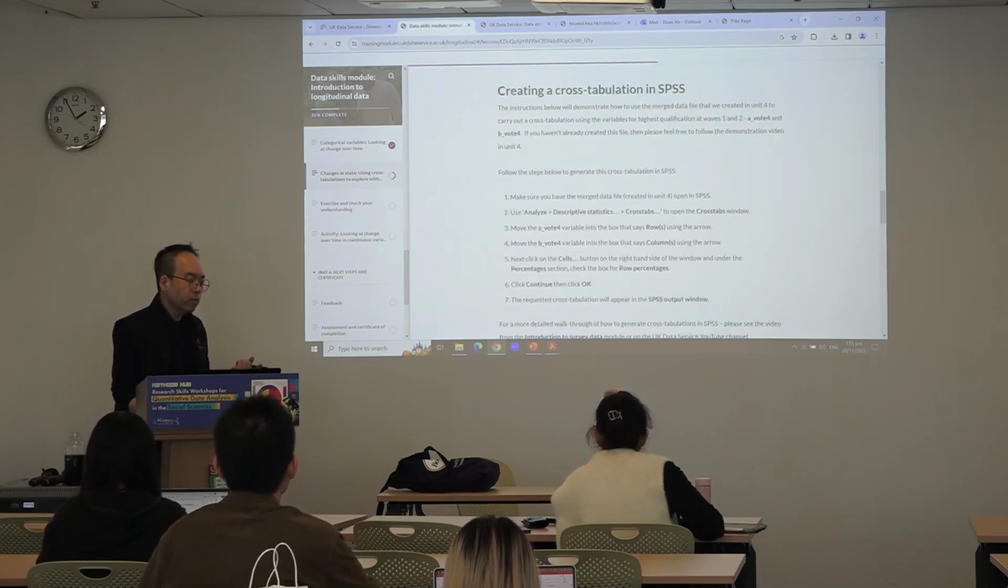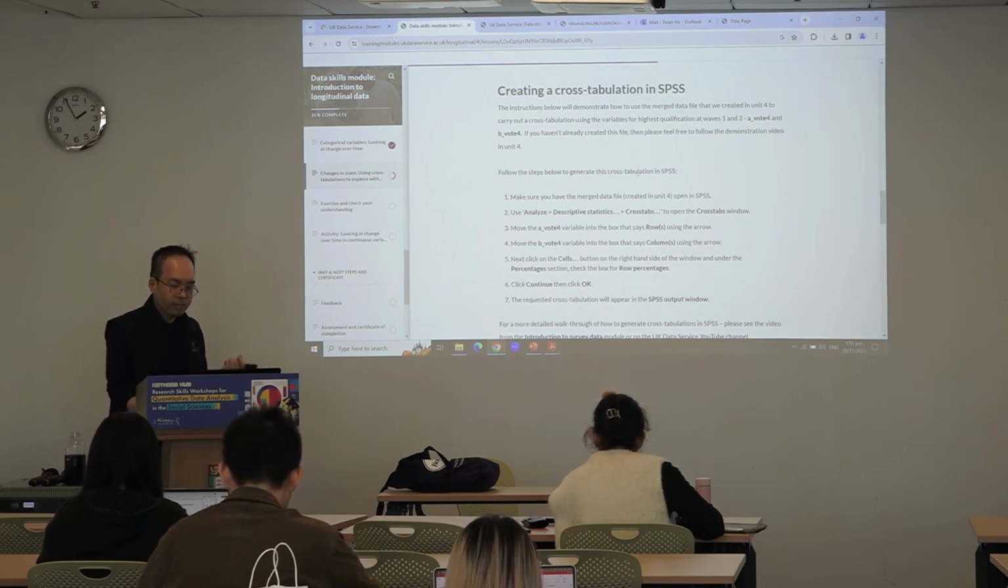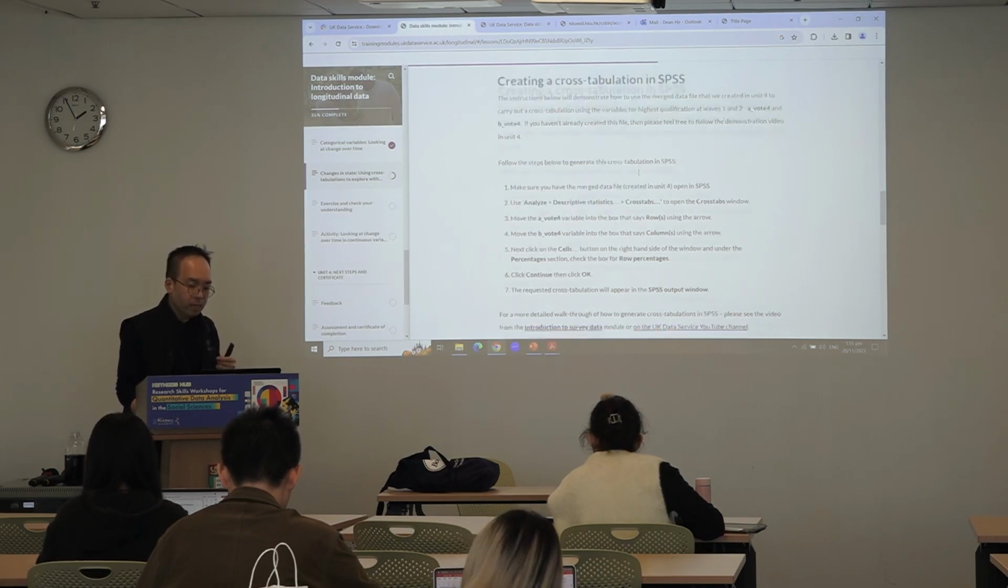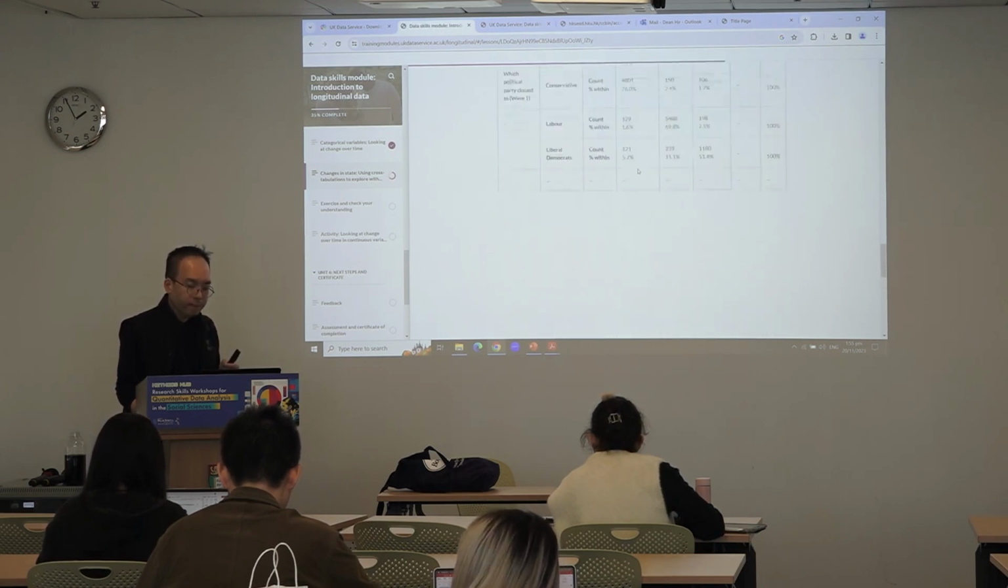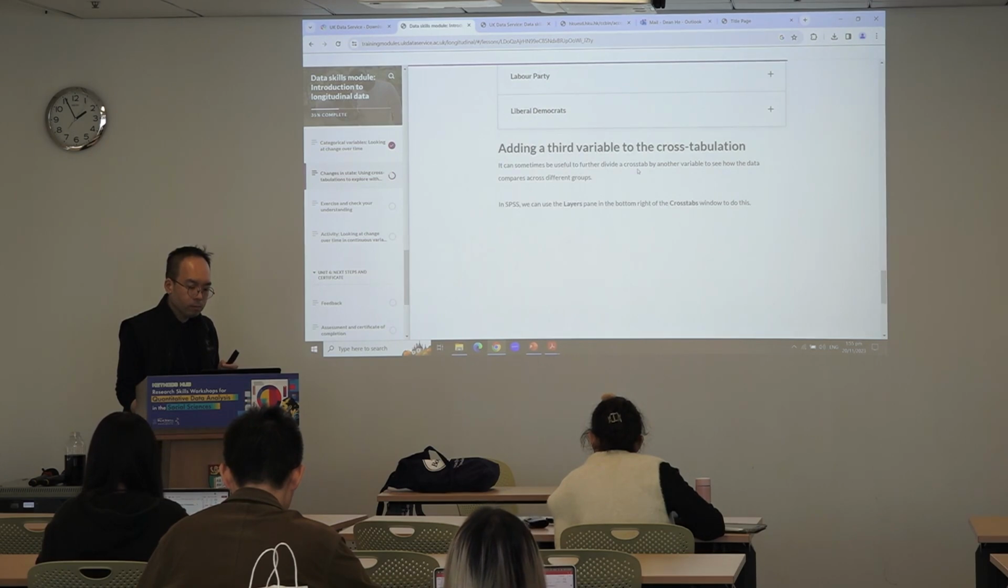Cross-tabulation in SPSS. This is what we talked about in Introduction to Survey Data. When you do a cross-tabulation in the first stage, this is going back to the original, just that this is a more complicated data set, but you can follow through this. Okay, all right.